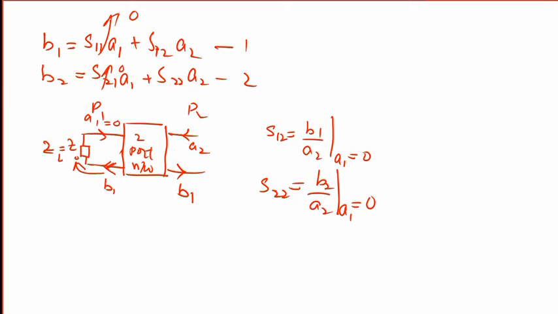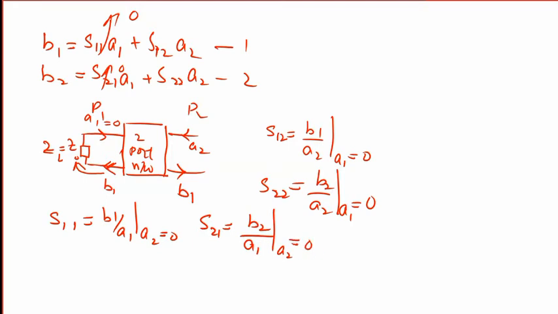Okay. Now, what is S11? Again, we have already written that S11 is B1 by A1 when A2 is equal to 0, and S21 is B2 by A1 when A2 is equal to 0. So S11.